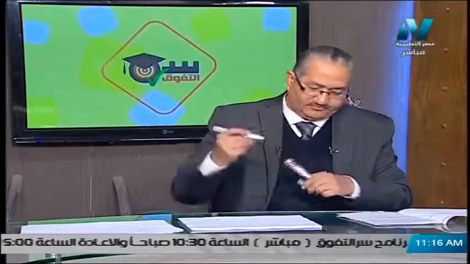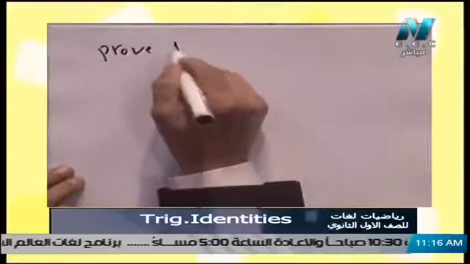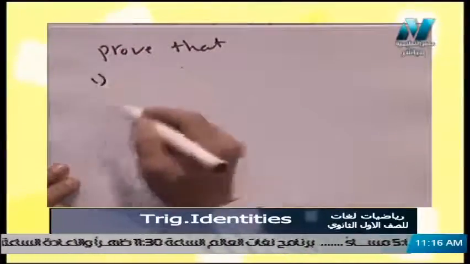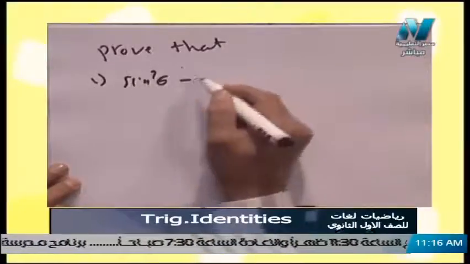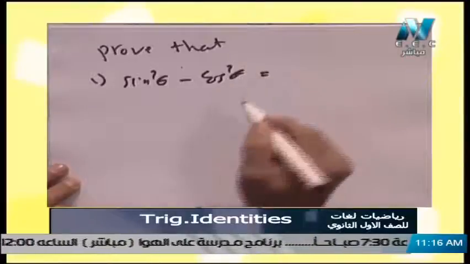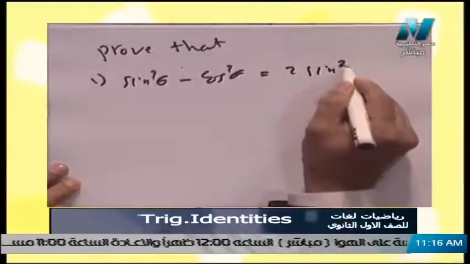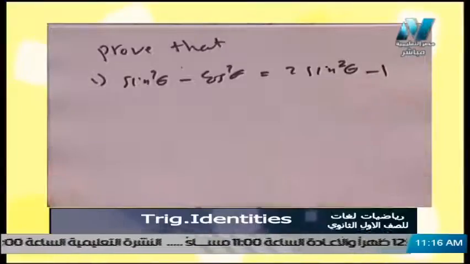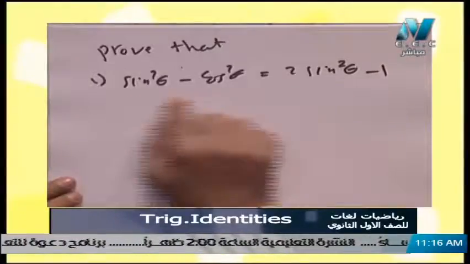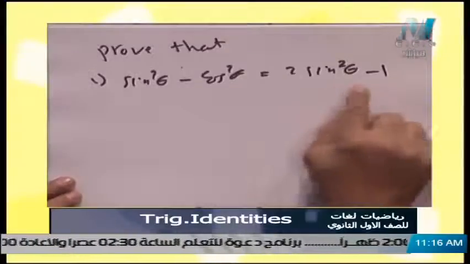We are going to prove some trig identities. We have a left hand side and a right hand side, and we try to get the left hand side or right hand side to connect with each other. So prove that, number 1, sine power 2 theta minus cosine power 2 theta equals 2 sine power 2 theta minus 1. We want this part, which is the left hand side here, to equal the right part.